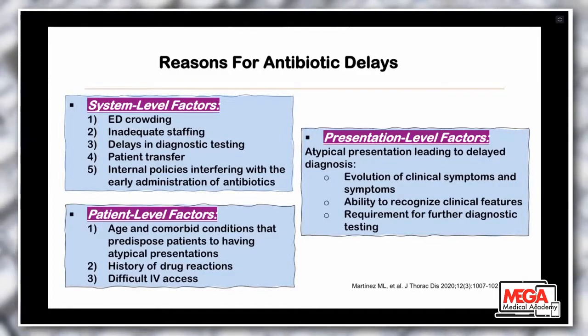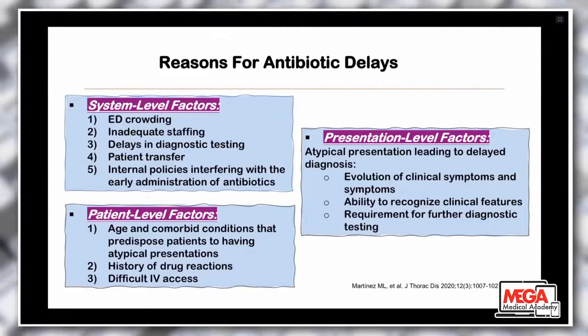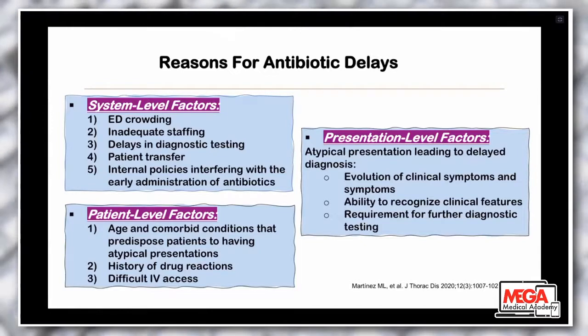What are the patient level factors? The age and the comorbid conditions that predispose the patient to having atypical presentation, like in elderly people and the immune compromised. So there was atypical presentation that underdiagnoses or underestimates the presence of sepsis, delaying, of course, antibiotics. History of drug reactions and difficult IV access are related to the patient himself or the host.